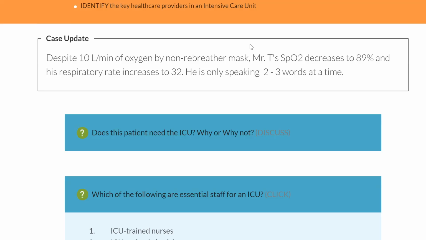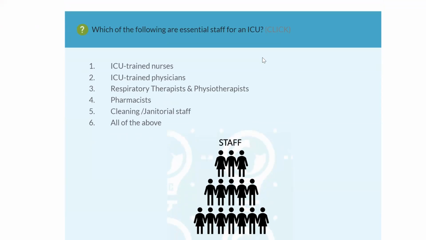Yes, he does. He has features of respiratory failure. Good. Okay. So as we've noted, for this patient, initially the patient was able to speak complete sentences. Now he's only speaking 2 to 3 words. His respiratory rate has also increased, and also his oxygen saturation has gone down. So it's true, this patient needs ICU care.